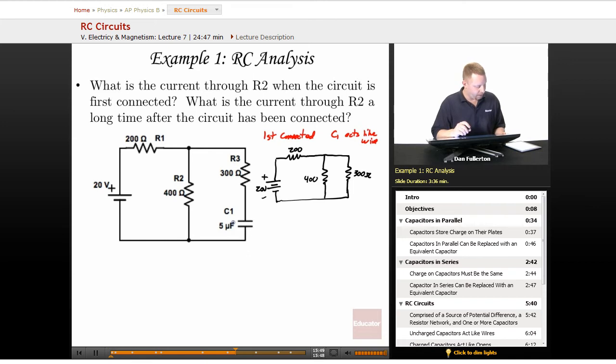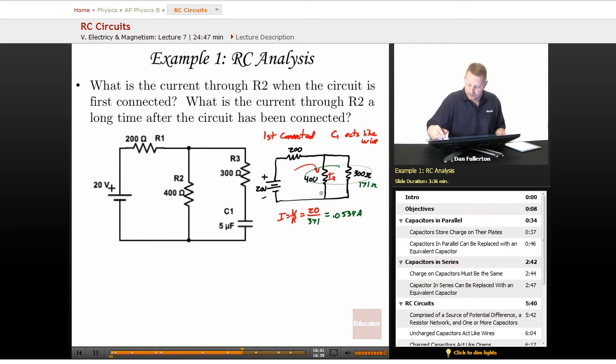Well, the way I could figure this out is if we want to know the current through R2, well, that's going to be the current through that branch of the circuit right there. If that's I2, well, I equals V over R. That's going to be 20 volts over, well, what's our equivalent resistance going to be? The equivalent resistance of these two in parallel, 300 times 400 over 700, is about 171 ohms. So my total resistance, if I treat this as an equivalent resistor in parallel, is 200 plus 171, or 371, for a total current of 0.0539 amps.